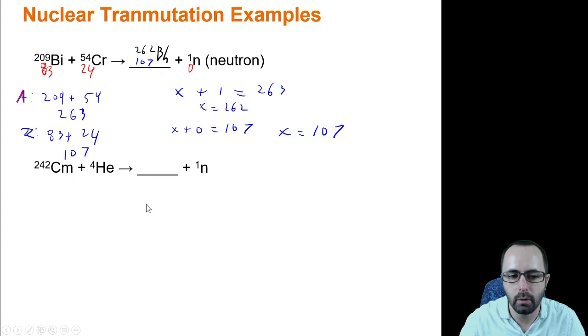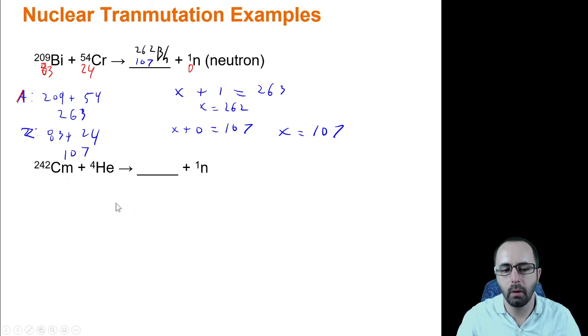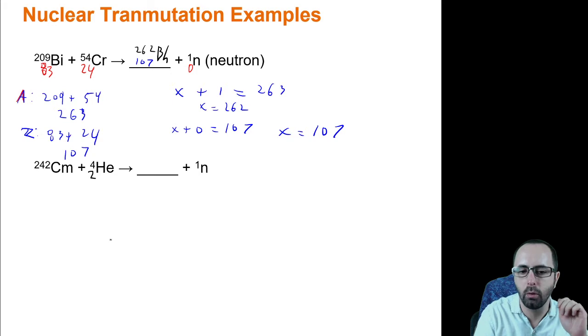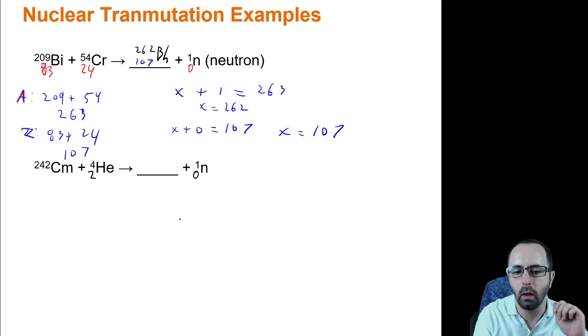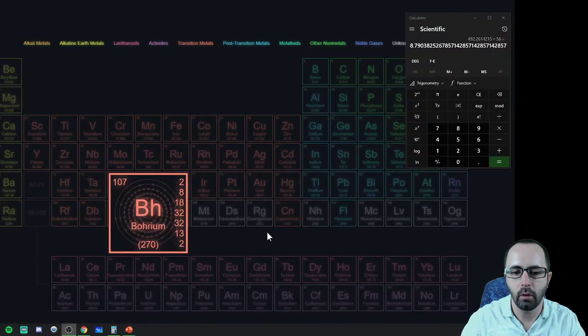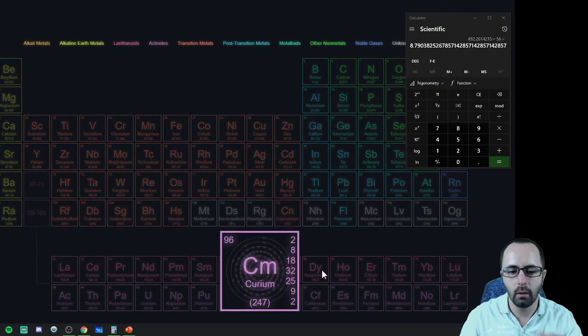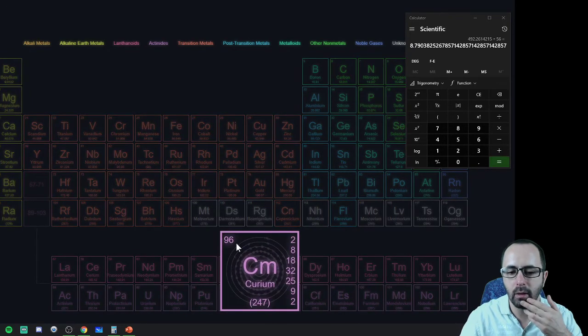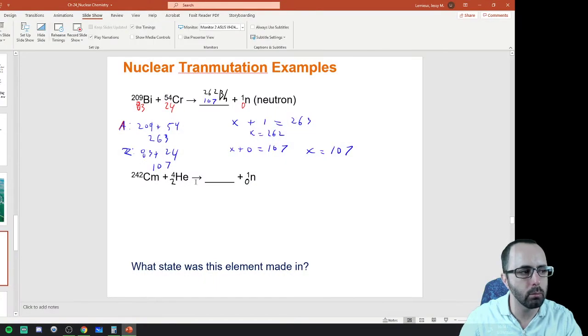I've got another one here. Curium, Cm, and helium. So we'll want to look at the periodic table for these two. Helium, we already know it. You probably have that one memorized. It's 2 here, and n is 0 for a neutron. Let's find out what the atomic number is for curium. Curium is down here in the actinides. And so it is element 96. Its atomic number is 96. And so we're going to put that in right here.